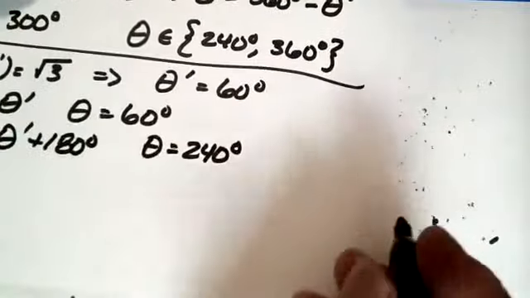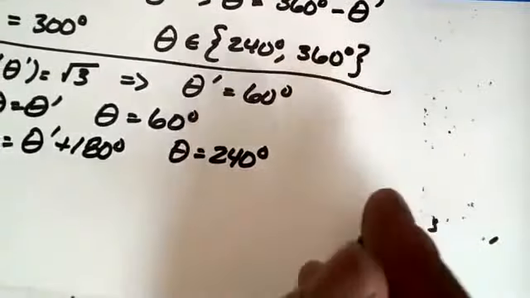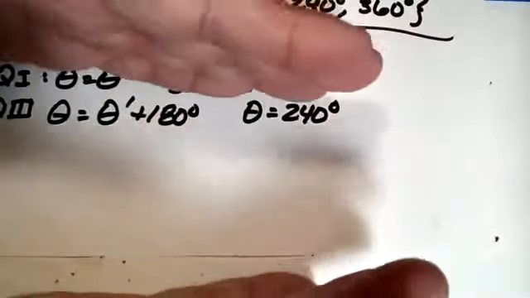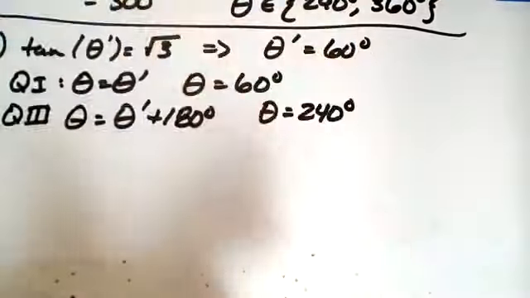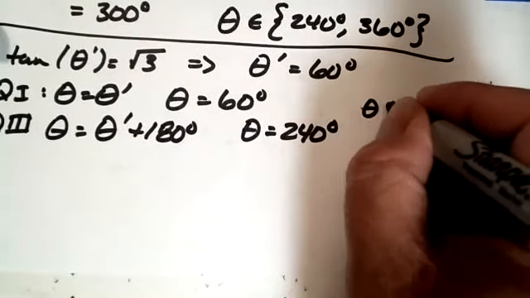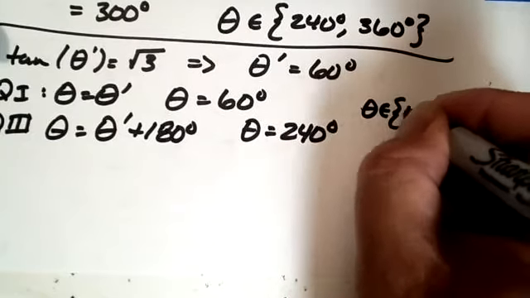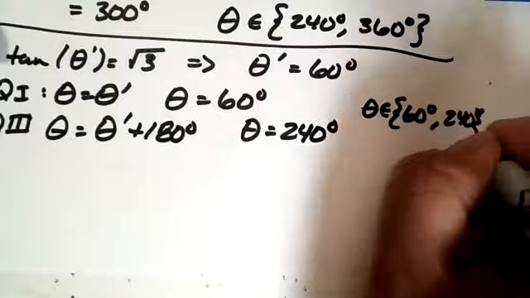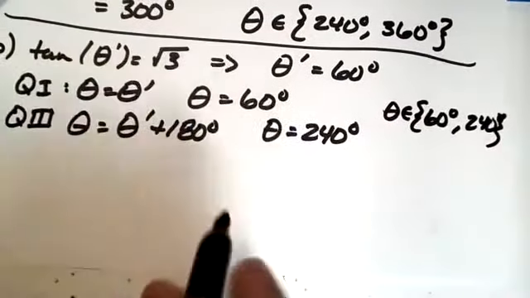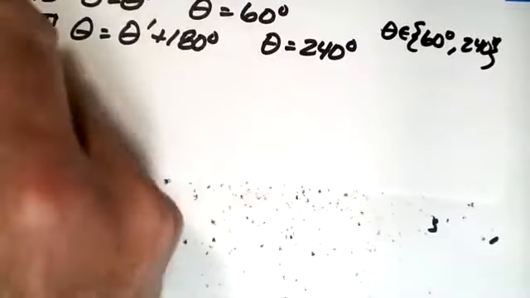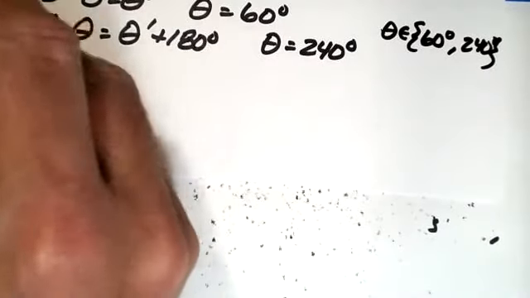So again, to use that set builder notation, and I'm going to cramp it here a little bit because I don't want to start a whole new page, theta is in this set that contains 60 degrees and 240. There's your two values. So finally, let's look at the one involving secant of theta.